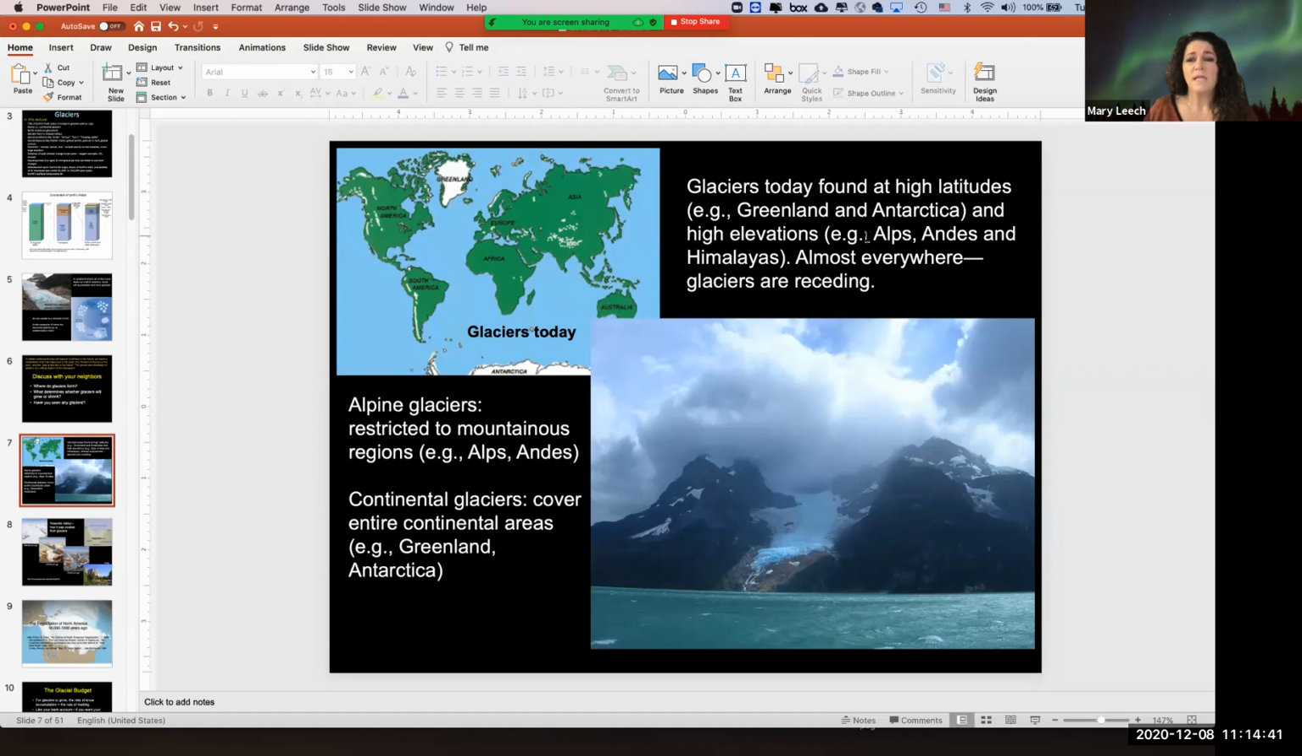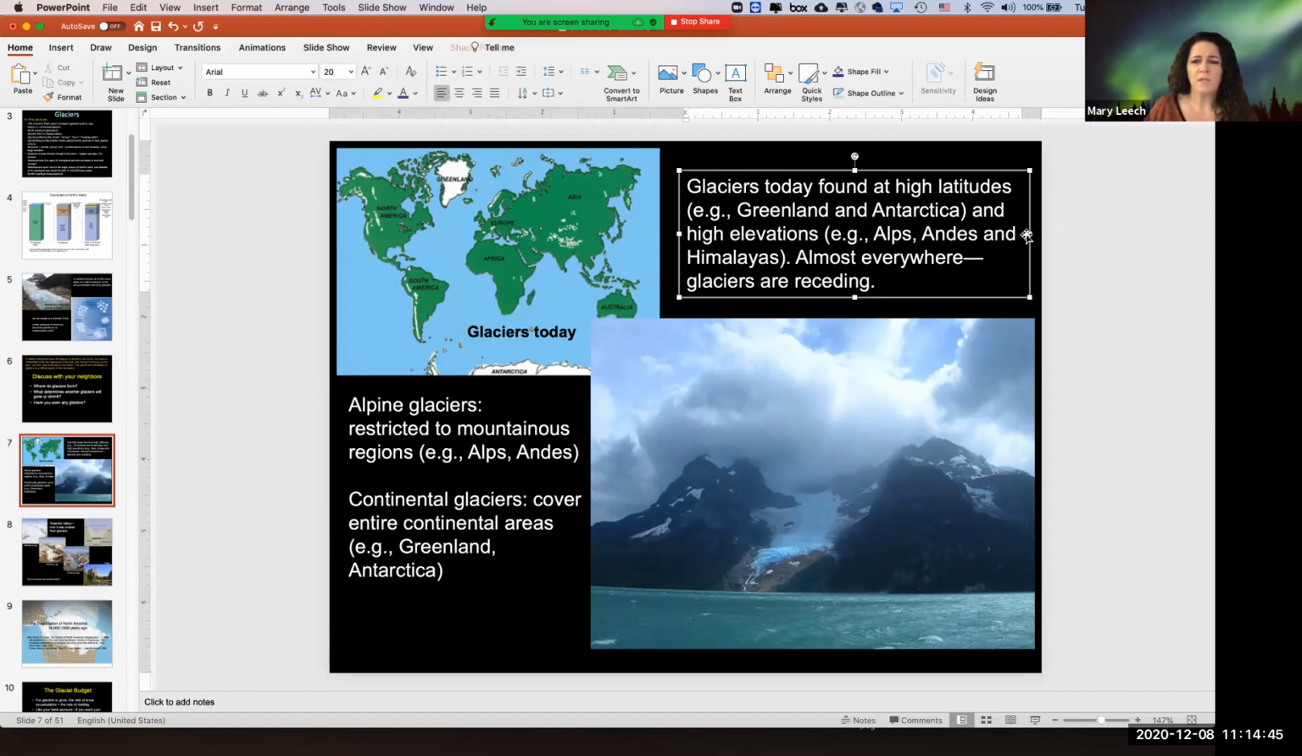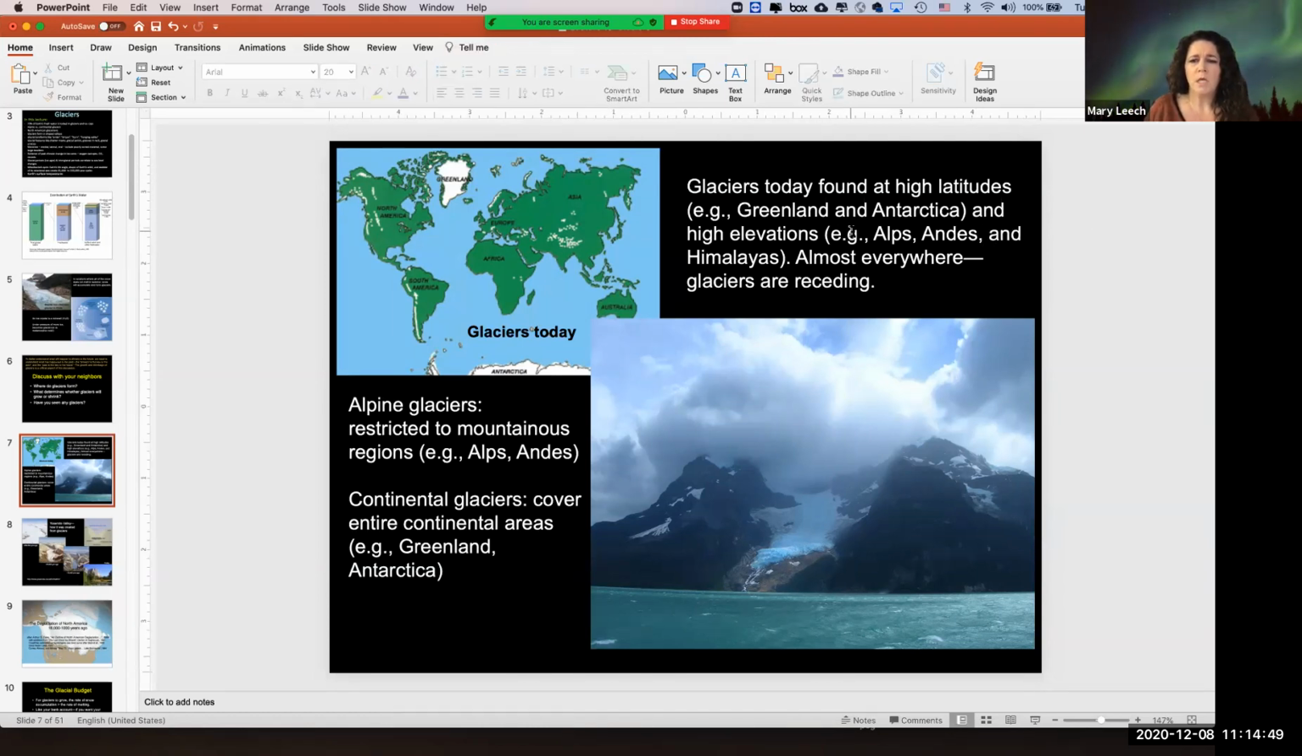Or high elevations like the Alps in Europe or the Andes Mountains. I'm an Oxford comma sort of person, so I'm putting that comma there. The Andes in South America, or the Himalaya. But like I said, Cascades right here. And almost everywhere, there are a few places where glaciers are actually advancing, but most of them are receding.